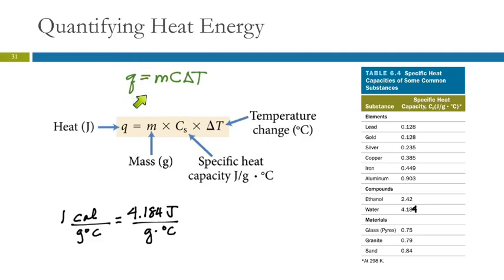This equation, Q equals MC delta T. The delta kind of looks like an A, and so some students say Q equals MCAT to help themselves remember. The MCAT is a test you take for graduate school.